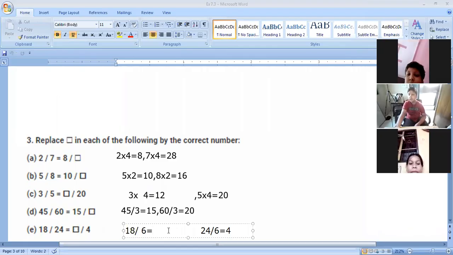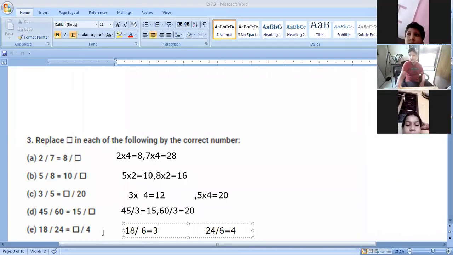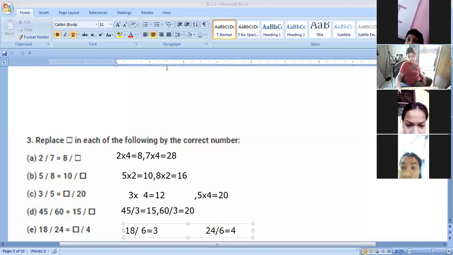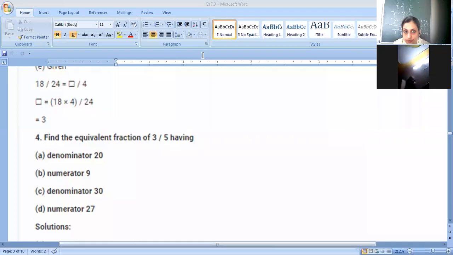Yes, 3, Ryan. Right. 3 6s are 18 and 4 6s are 24. So here you are going to write 3. We are going to divide the numbers. 3 by 4. Yes. That's right, Prapti. Denominator 20.